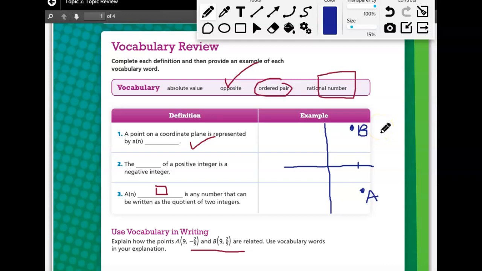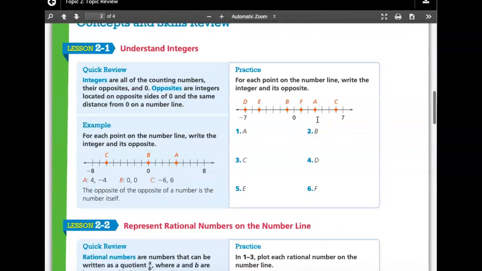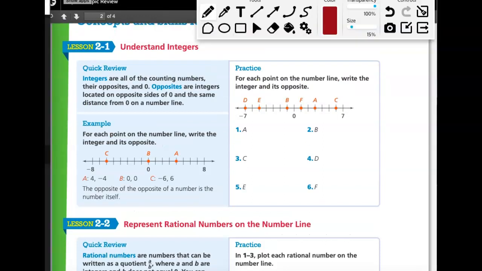I'll give you 3 minutes for the next page. Okay, next page is this one. 3 minutes. All right, time's up.